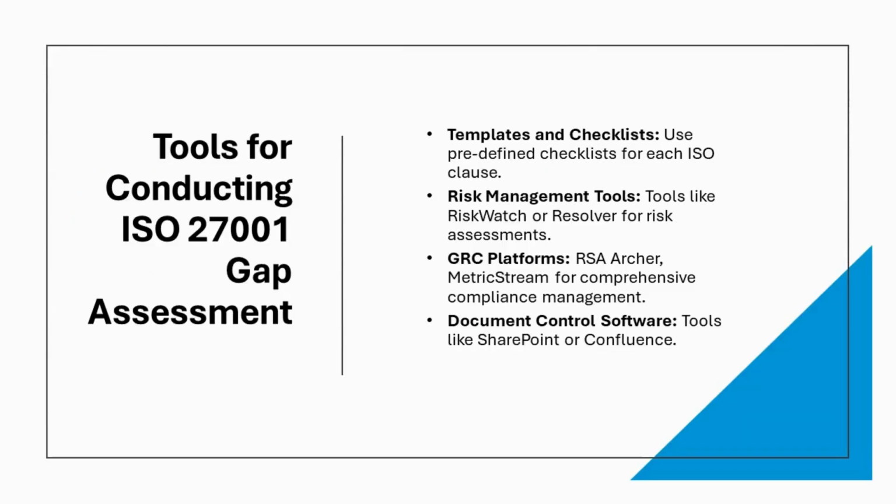Okay, now let me give you some good news. You don't have to do all of this manually. There are some tools that can help you. Templates and checklists: use these to track compliance for each ISO clause. There are risk management tools, many software products that can simplify risk assessments. GRC platforms: again, software which can help you manage compliance holistically. There are document control tools like SharePoint that make it easy to manage and update policies. Now, these tools not only save time but also help ensure accuracy throughout the process.